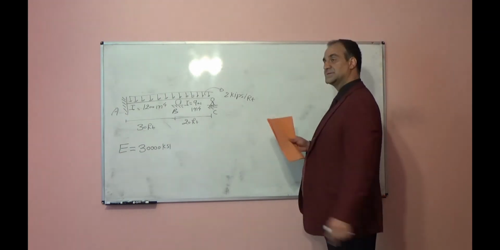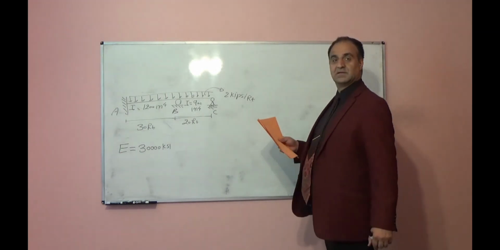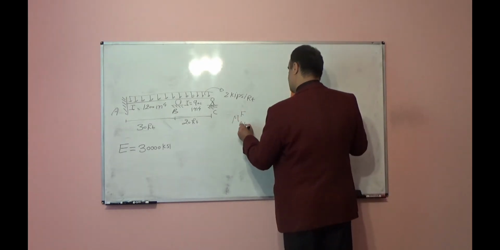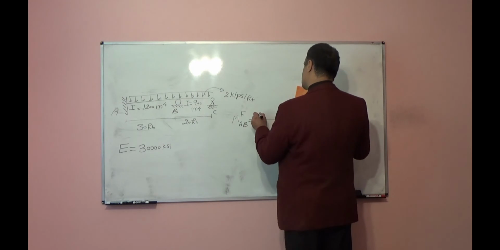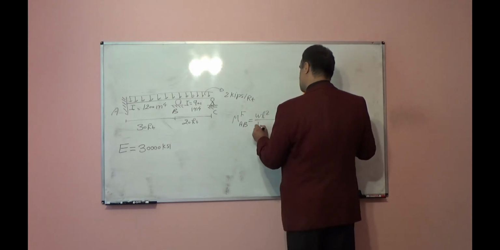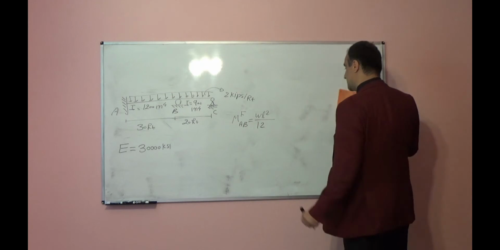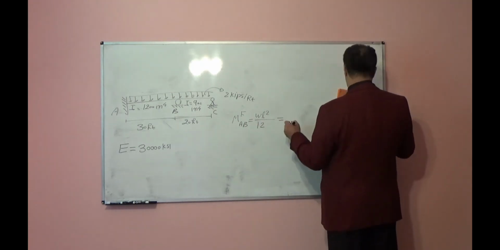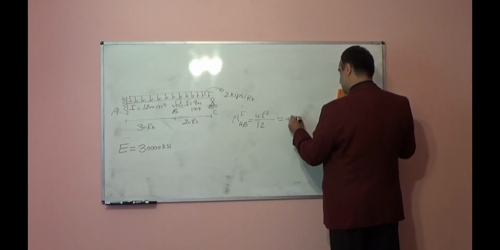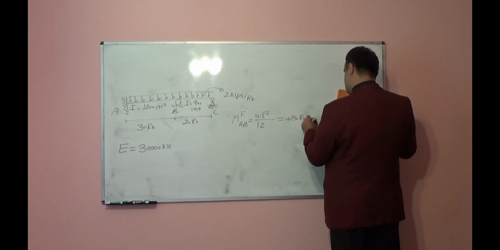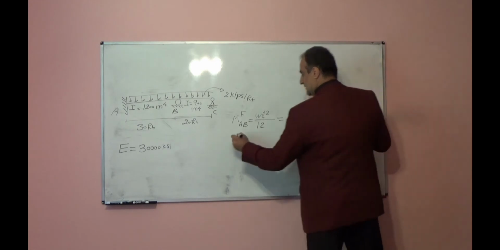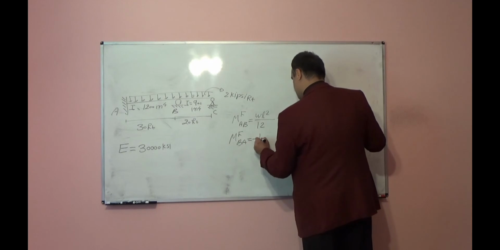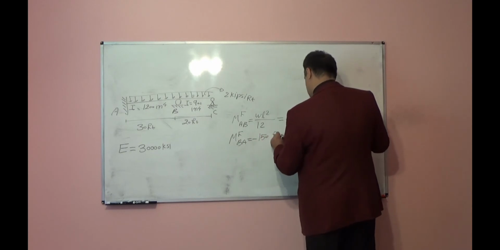Again, first step, we will find the fixed end moment for all of them. The formula, because it is a uniform distributed load, is WL squared over 12. If counterclockwise, positive; clockwise, negative. So for AB it will be 150 feet kips.